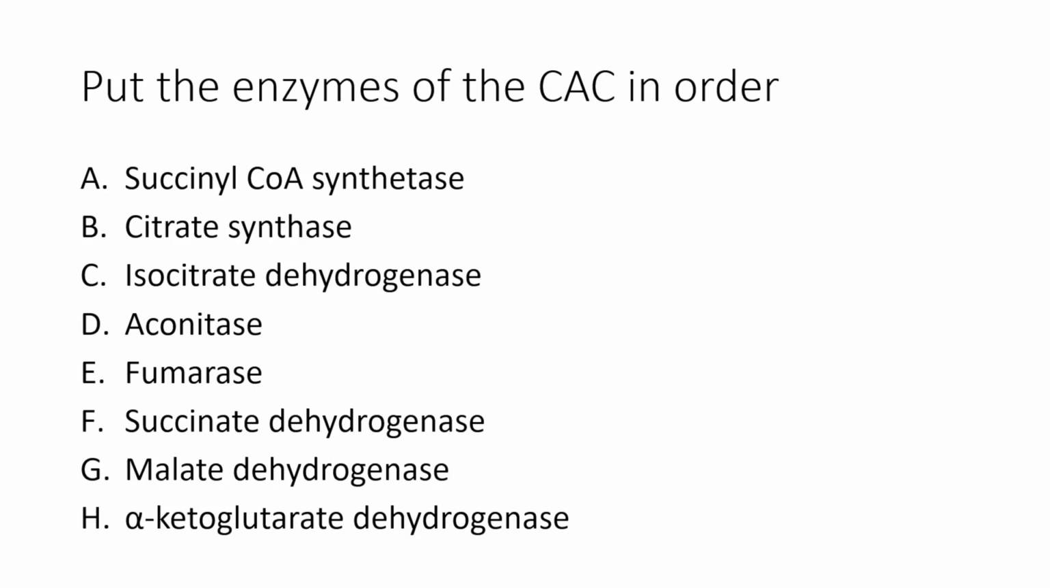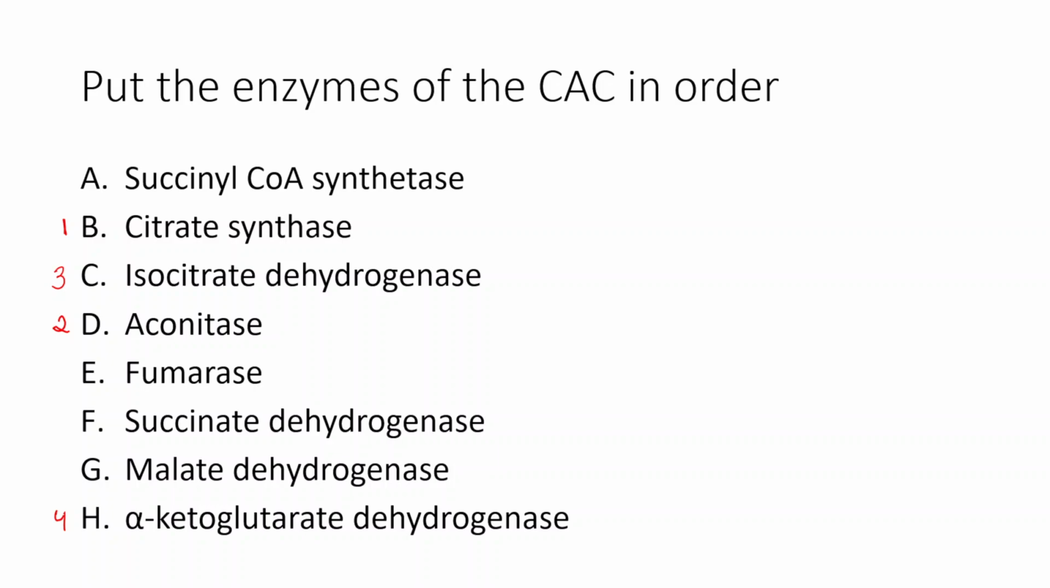All right, let's see if we can put them all in order. Which enzyme comes first? Citrate synthase. It's a tongue twister. What is the next one? Aconitase. How about the next one? Isocitrate dehydrogenase. All right, what's next? Alpha-ketoglutarate dehydrogenase. It's mostly just fun to say all of these.